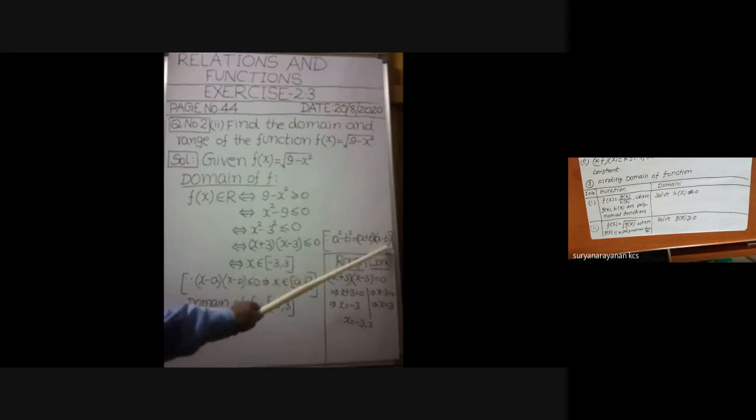Understood this step, my dear children? Right. This implies I wrote x square as it is, and minus 9 can be written as minus 3 square, less than or equal to 0. Understood this step? Right. Now come to this algebraic expression. This is in the form of a square minus b square. You know the algebraic identity: a square minus b square is equal to a plus b into a minus b. We are using this algebraic identity.